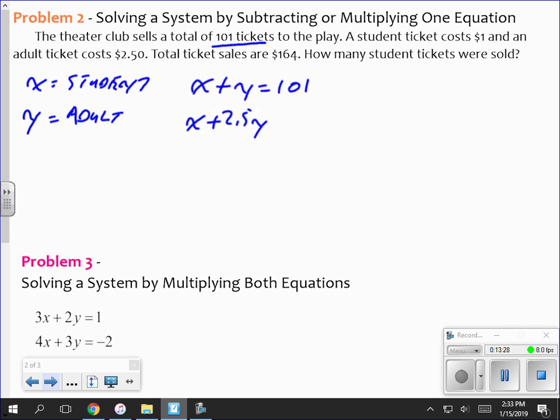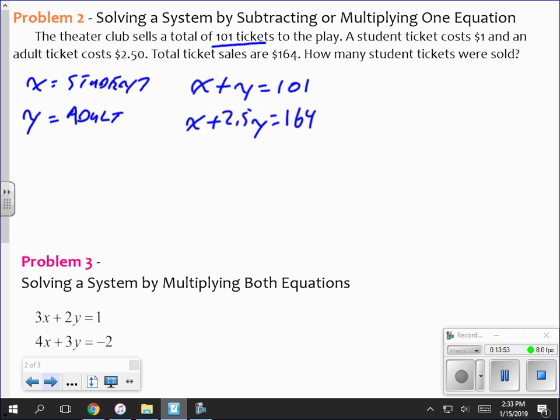I sell 3 tickets and so on. You take that number times 2.50. How much money did I make altogether? $164. Those are my 2 equations. One for how much money you made, one for how many tickets you sold. Okay, does that make sense? Now I need to figure out how many of each I sold.